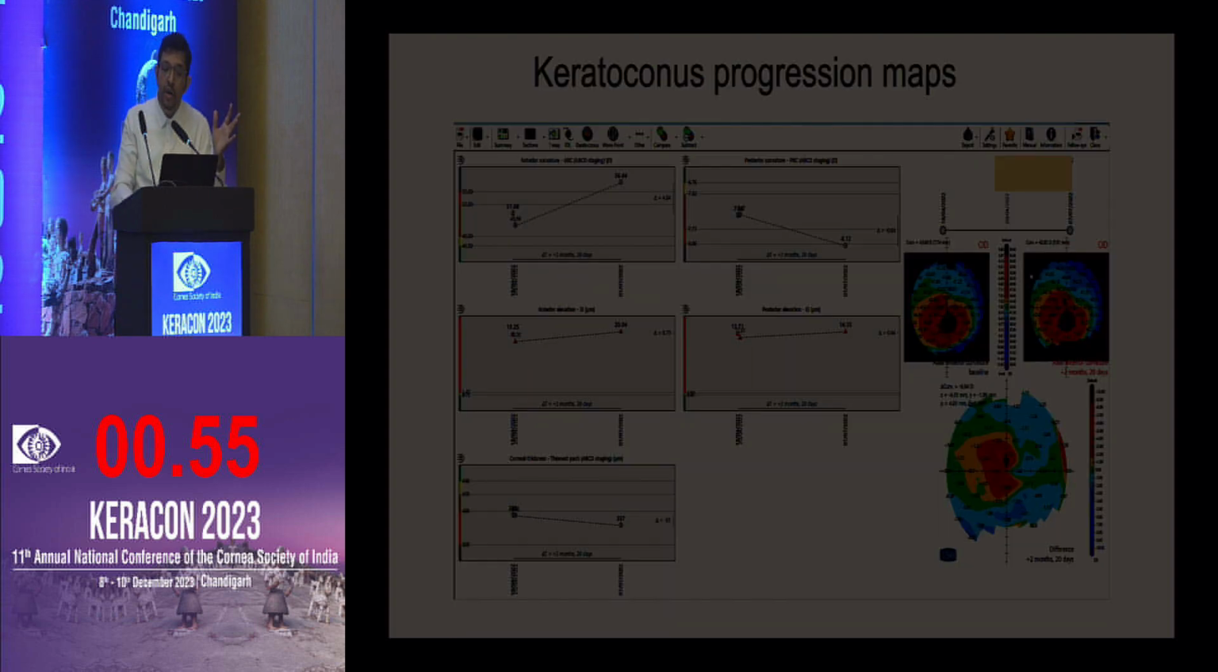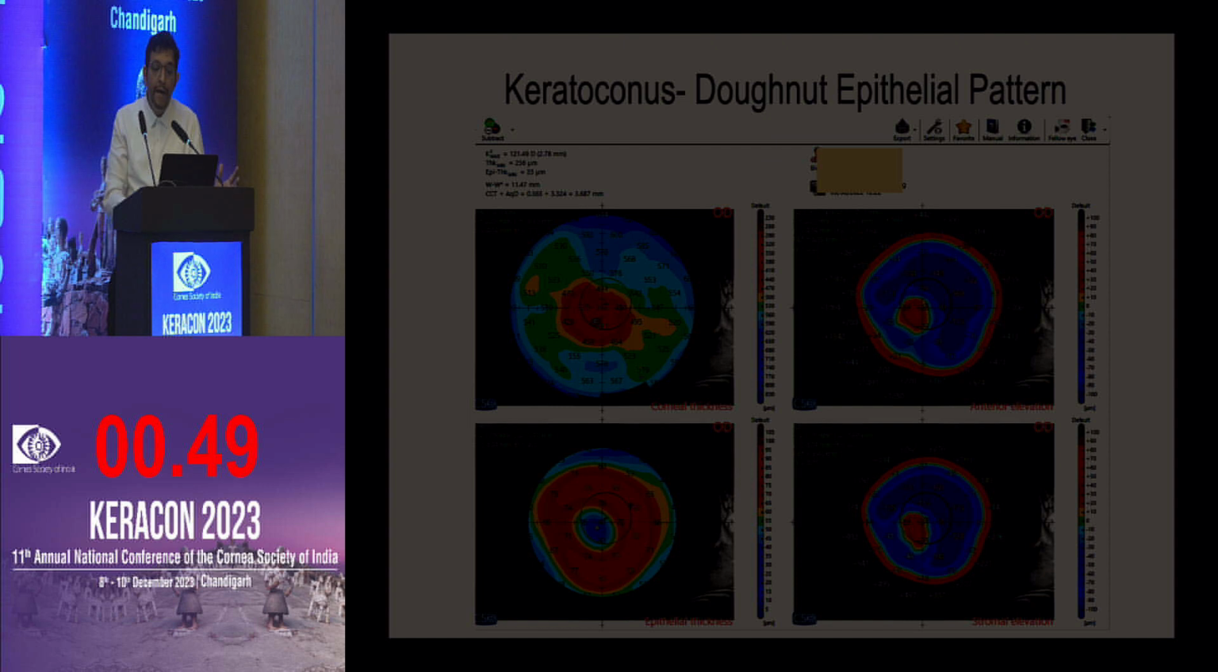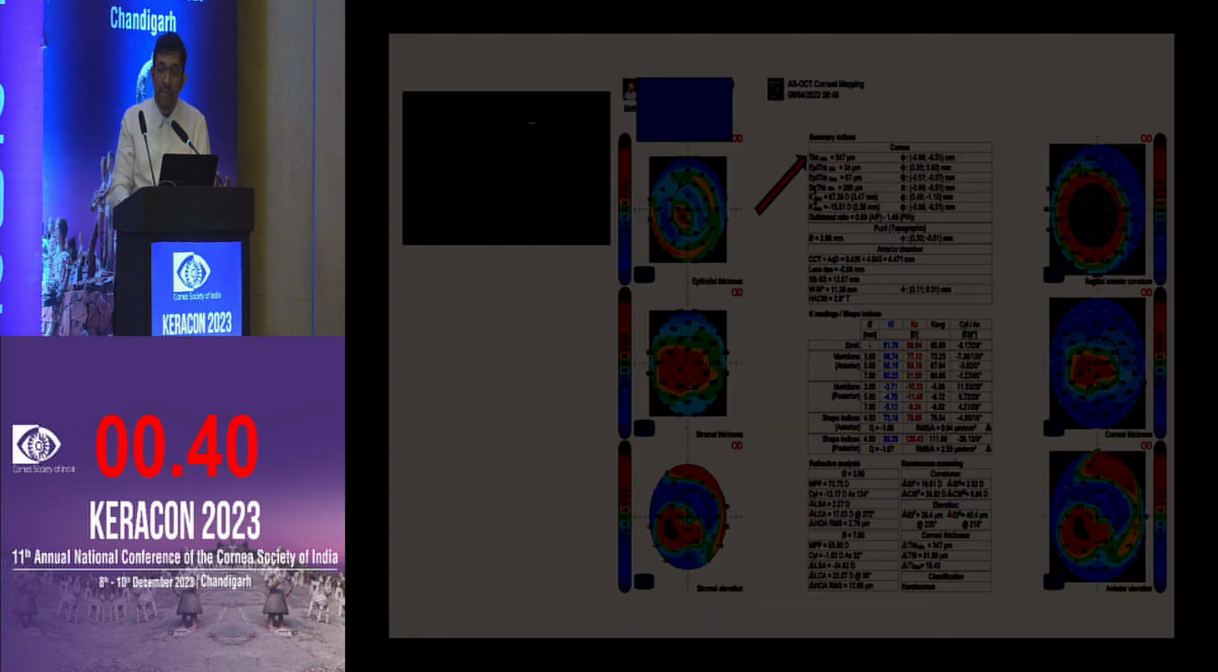It also gives you keratoconus progression maps to know how the anterior curvature, the posterior curvature is worsening when you follow up these patients. The epithelial donut pattern is very well appreciated here, where the epithelium is thinnest over the cone. But sometimes it might be reversed.